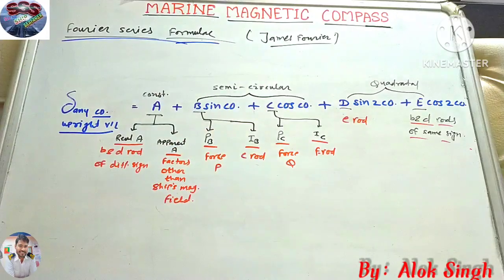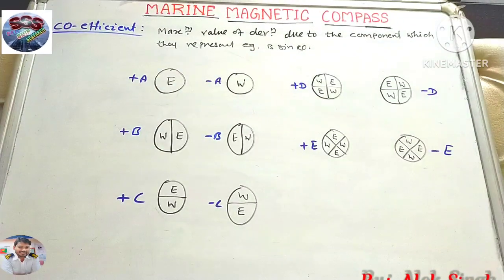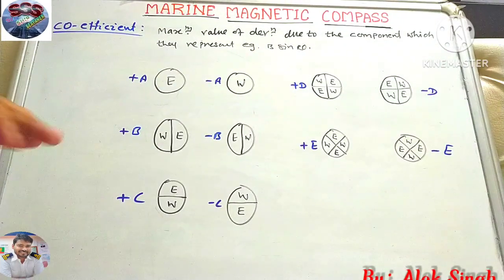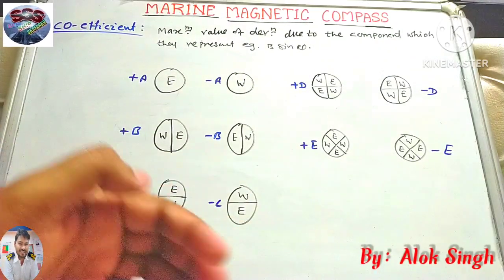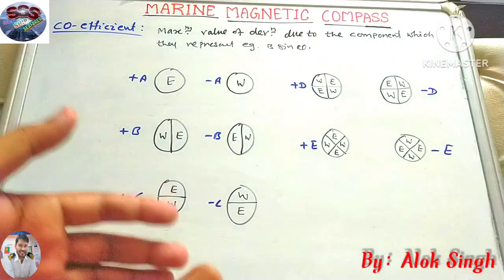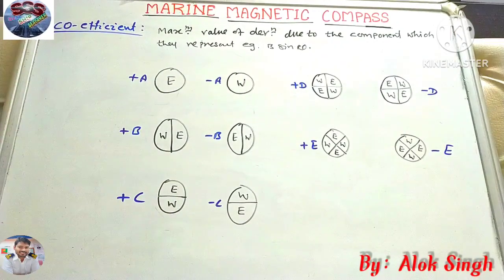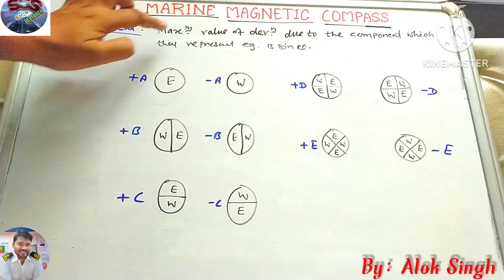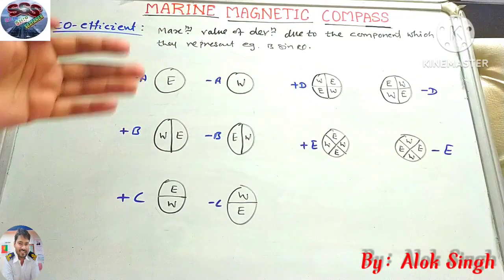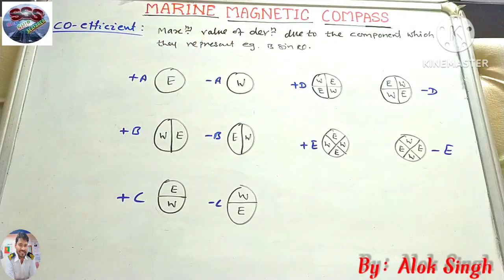I'll just make a diagram and then we'll proceed. Now we'll see what a coefficient is. In our previous formula we saw A plus B sine course plus C cos course plus D sine 2 course plus E cos 2 course. So A, B, C, D, what are those? Those are all coefficients. Just for a definition, if you want to write, it is the maximum value of deviation due to the compass, due to the component which they represent.